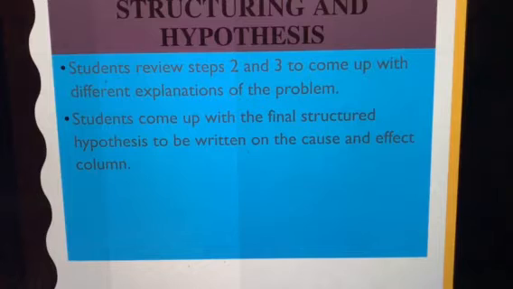From that step, they have to review step two and step three, to be able to remember what they have contributed the day before. In this step, they need to formulate a tentative solution to the problem that they have. They have to come up with their hypothesis. These hypotheses are written down on the cause and effect column of the four column table that they have started with the day before.